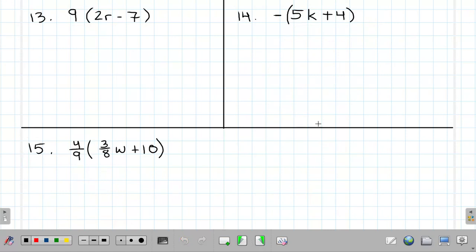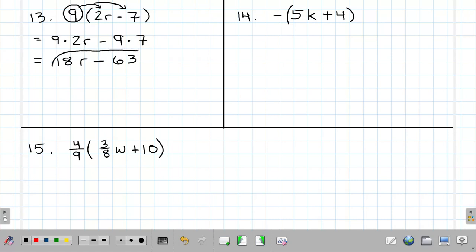Number 13, another one I would consider easy because we got a positive number here, so we distribute it in a positive. So we're going to get 9 times 2r minus 9 times 7. Well, 9 times 2r is going to give us 18r minus 9 times 7. Once again, knowing your times tables comes in handy here. It's going to be 63. But then actually that's as far as we can go. So 18r minus 63.